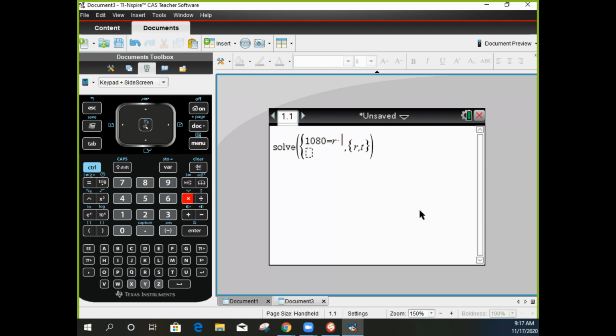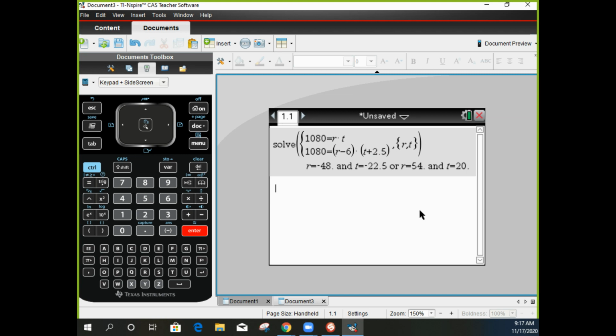All right. And that checks out. If you do 54 times 20, that's 1080. That's the distance. And if you subtract 6 from 54 and add 2.5 to 20, that also multiplies to 1080. So that's your answer. The original rate, which is what it was asking for, was 54 miles per hour.